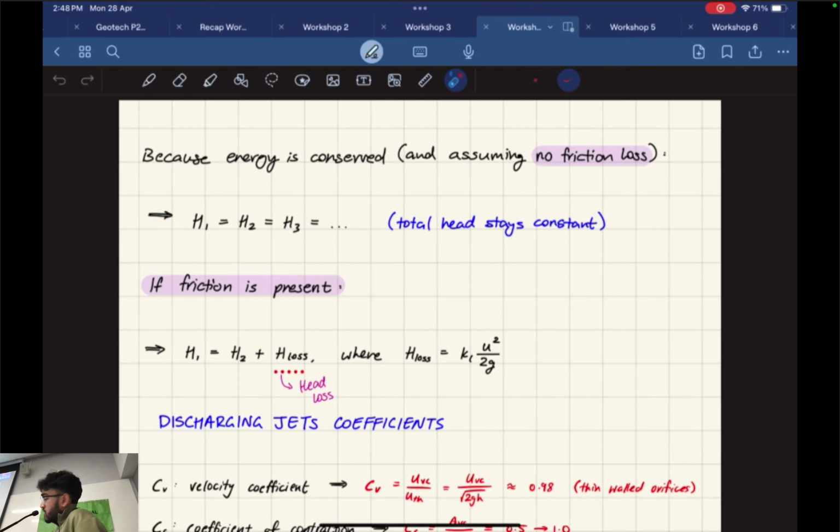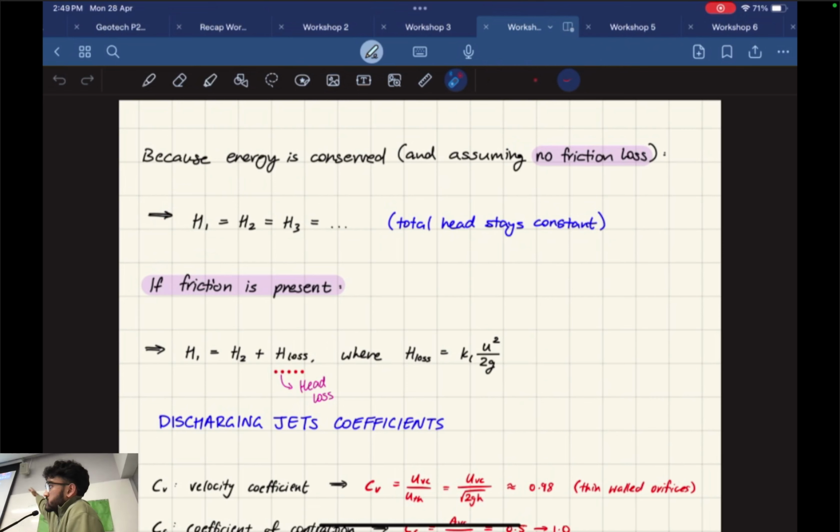Yeah, no matter what. So let's say there's no energy loss. You take any point, all the heads are going to be the same. So H1 equals H2 and so on. Total head is going to stay the same.